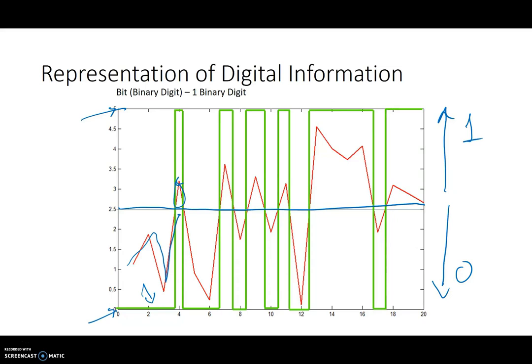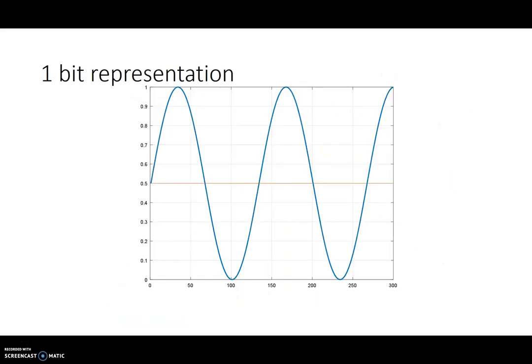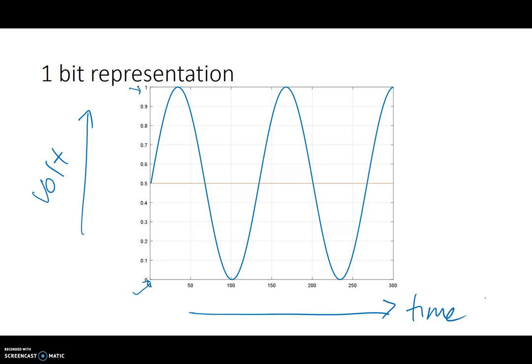All right, so this waveform looks complicated, so let's go to a very simple looking waveform, which is a simple sine wave. So here's an example of a sine wave. I have 300 samples of that sine wave, going from 0 until 1. So this is the voltage, right? And this, let's say, is the time or the sample.